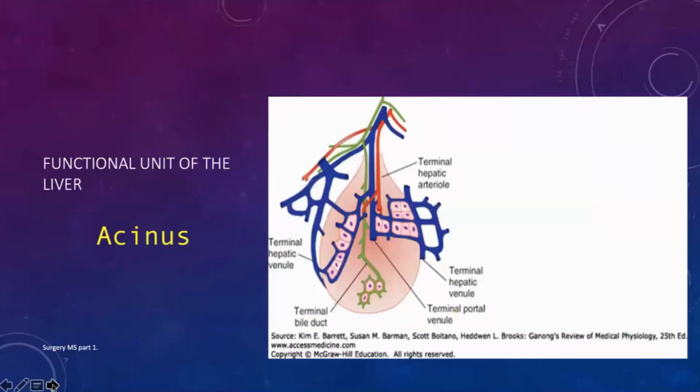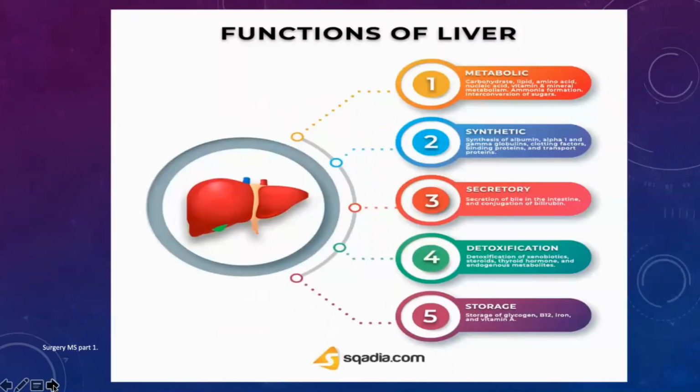If you look at the functional unit of the liver, it is the acinus. The acinus has the terminal hepatic arterioles, the terminal portal venule, the hepatocytes, and the bile ducts. This is the functional unit of the liver. If it is asked in the MCQs, you can take it as correct. And we also have the terminal bile duct which will collect all the bile and take it out to the main hepatic duct.